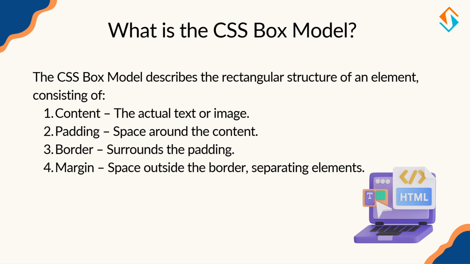First one is content, the actual text or image inside the element. Second is padding, space between the content and the border. Third one is border, the outer edge of the element. And the last, margin, the space outside the border separating the element from others. If you have ever had trouble with elements not aligning properly, it is often because of the box model.